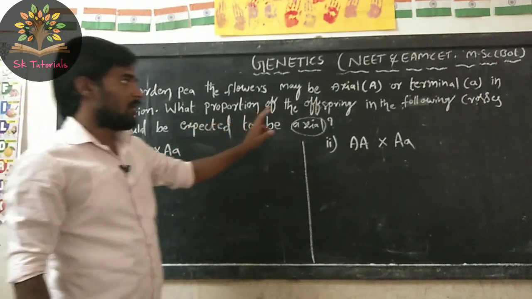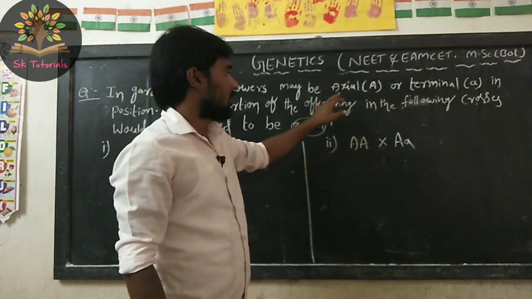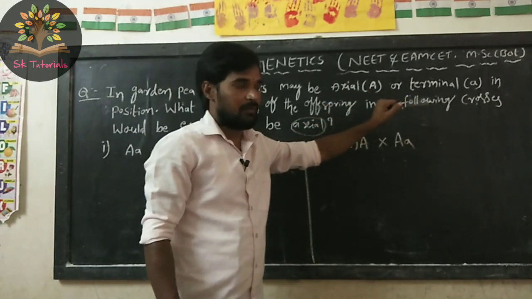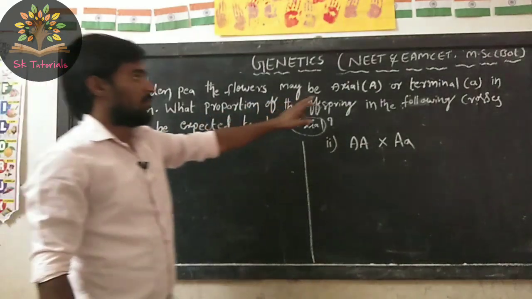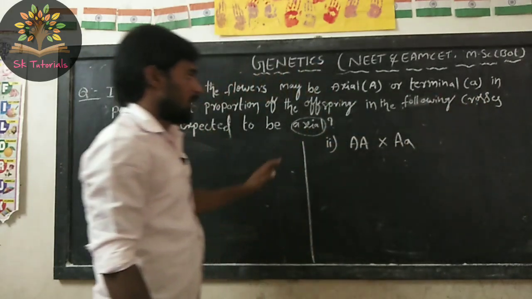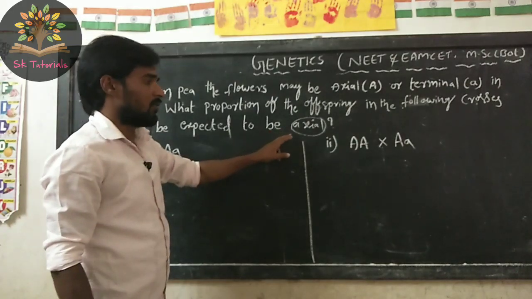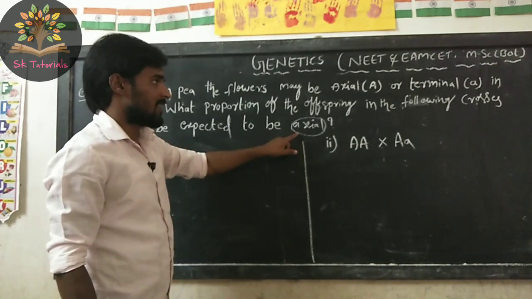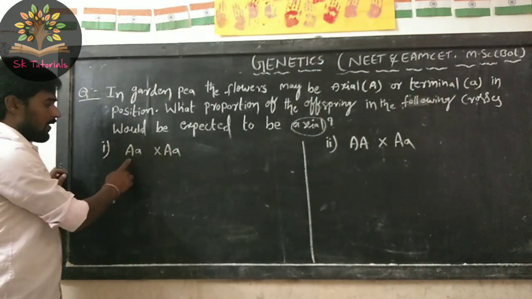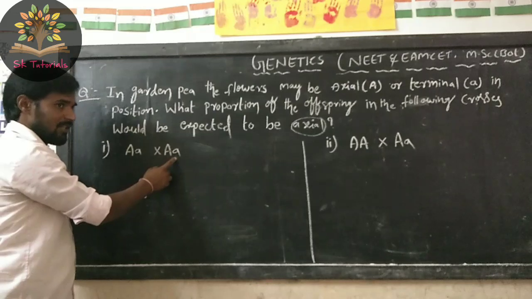So they give an axial plant and a terminal plant. Here we have to cross the axial plant with the terminal plant, meaning the axial plant is denoted with capital A and the terminal plant with small a. We have to find out the proportion of the axial plant. So the cross here is capital A, small a, heterozygous axial, crossed with capital A, small a, heterozygous axial.